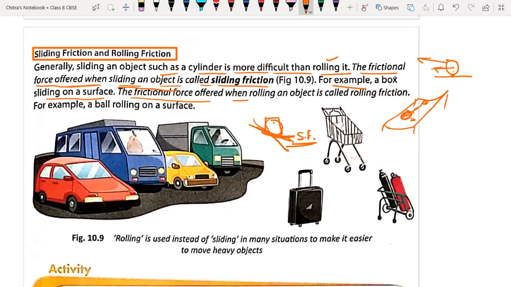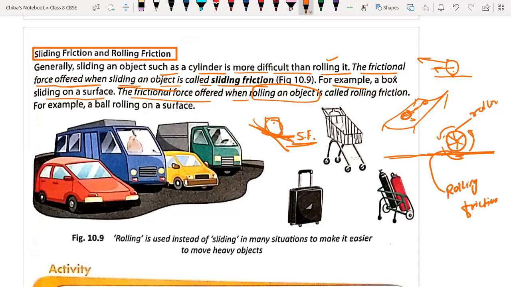The friction force offered when rolling an object. Suppose here we have a wheel, and it is rolling on the surface. Like when you were a child, you used to roll small wheels on the ground. That object is nothing but a rolling object. It is rolling in this direction. During rolling of the object, it applies force on the surface, and that friction is called rolling friction.